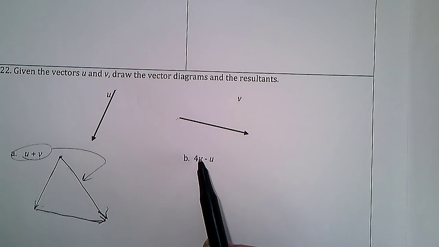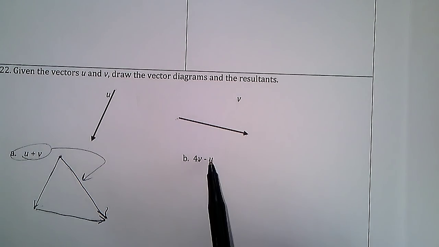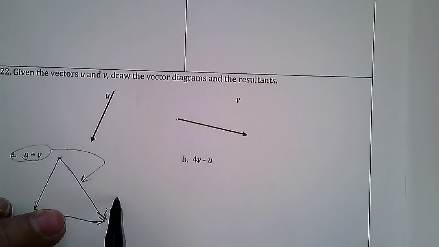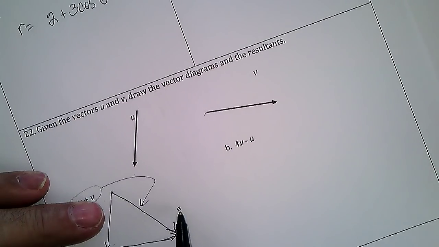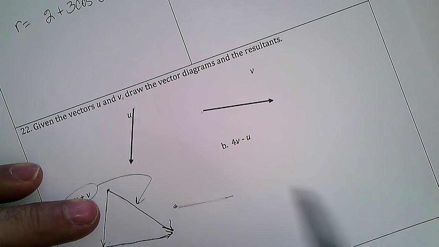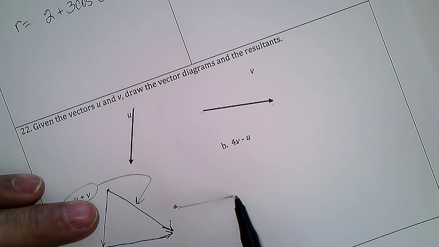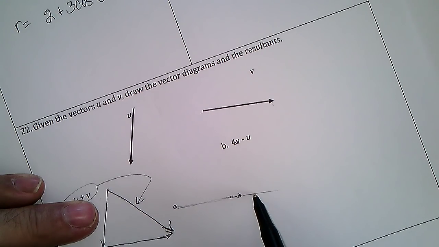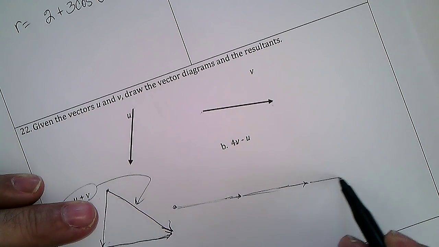Okay, now we got to go 4 V's. Ooh, that's going to take us a long way. And then a minus U, that's going to take us up. So I'm going to start here and go a V. So I'm going to turn the paper here so it's easier for me to draw parallel to that one. I think that looks parallel and about the same length. That would be about that long, and then do another one. Same direction. Another one.